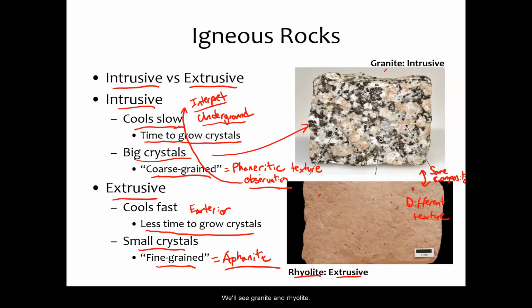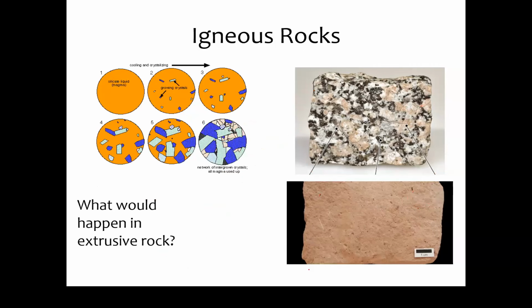We'll see granite and rhyolite again. Let's go over this real briefly one more time. So we take this silicate-based liquid, silicate being the types of materials that make up the stuff, and we cool it slowly. The crystals thus have time to grow, proceeding forward in time. We can look at how these crystals are growing. They're grabbing atoms from this liquid melt.